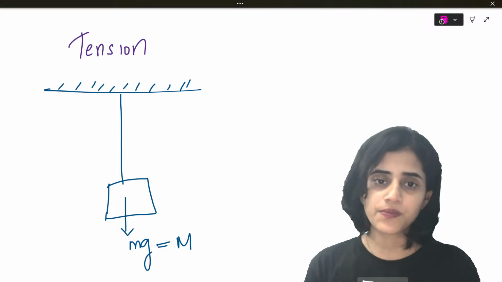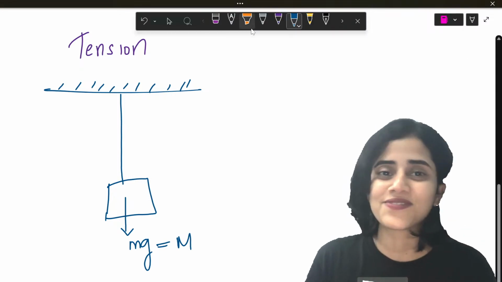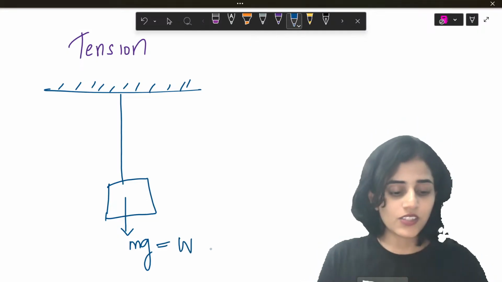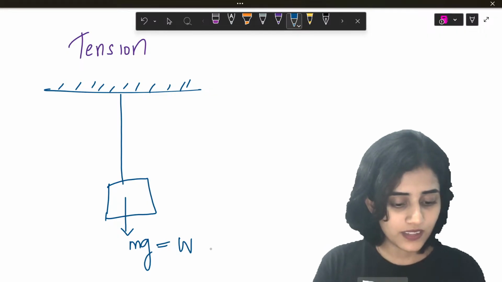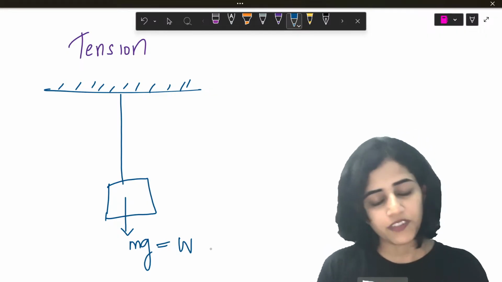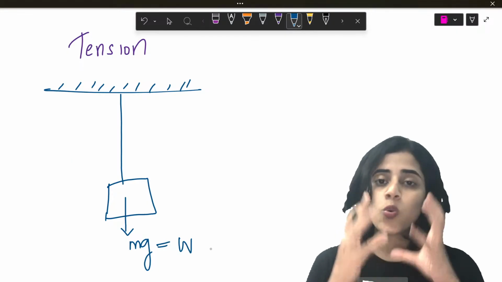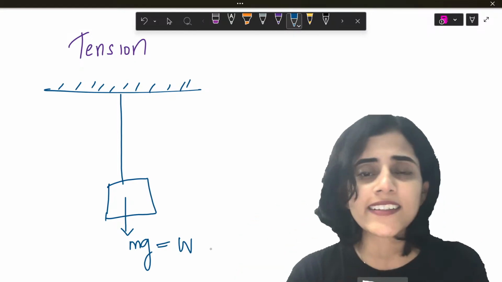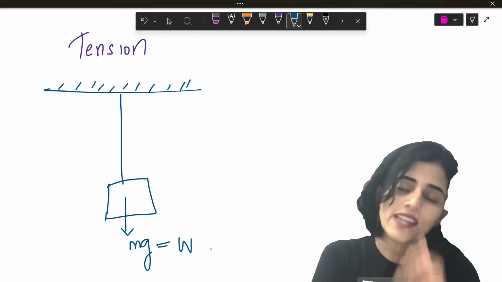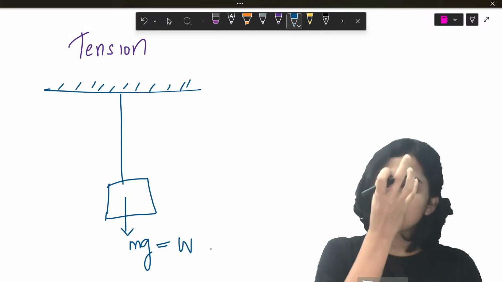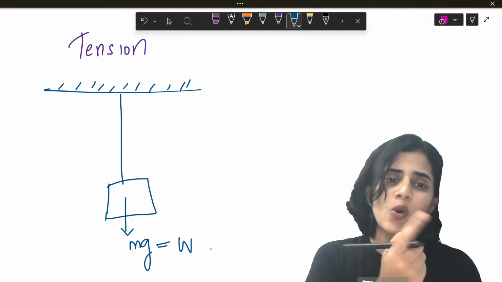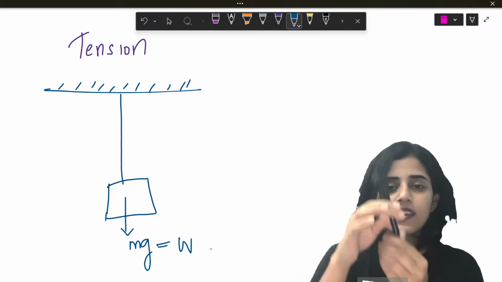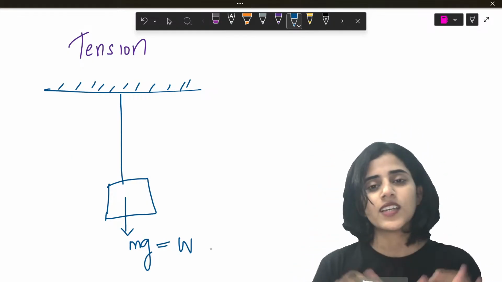This is called weight. Very good, Shivani. So weight is experienced downwards. Now my question to all of you smart little ones is, if weight is pulling this block downwards, why is this block not falling down? Why is the string not breaking and why is the block not falling down? That is my question.